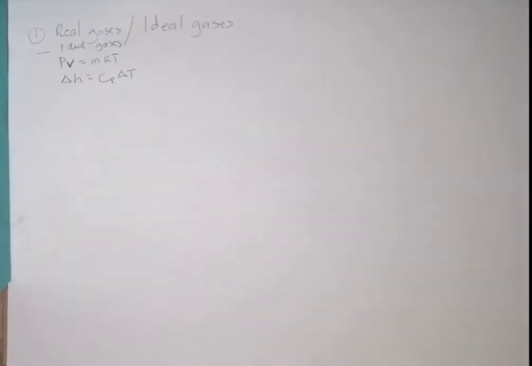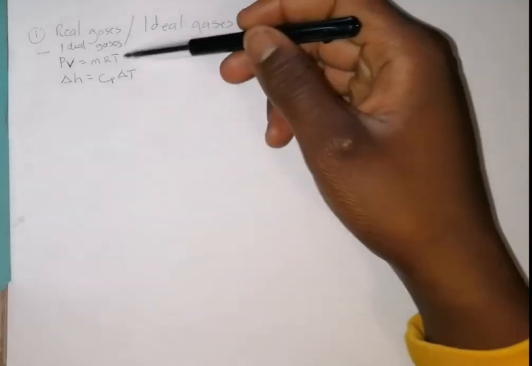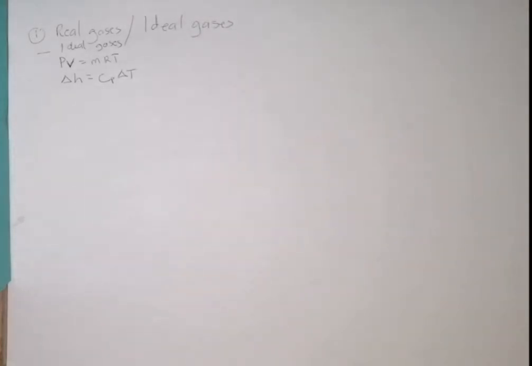Please always keep these equations in mind, because throughout your calculations, throughout this module, you're going to use them. So always keep these equations somewhere nearby. The first one we're going to start with is this one: PV is equal to mRT, which I'm sure you're very familiar with, as you've used it in many cases.